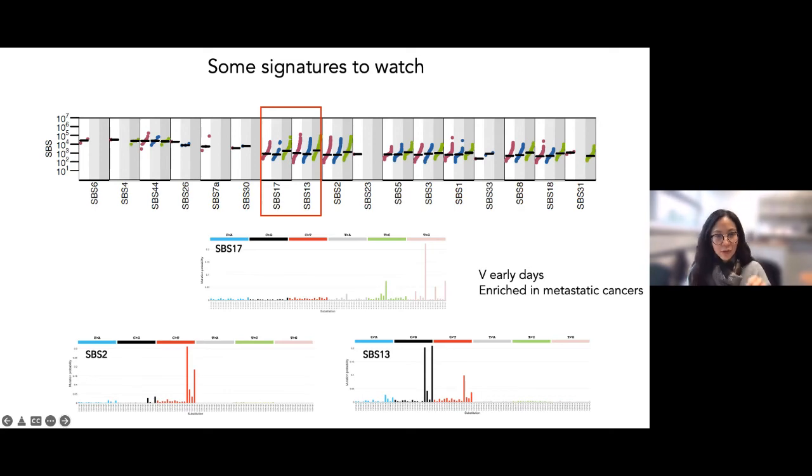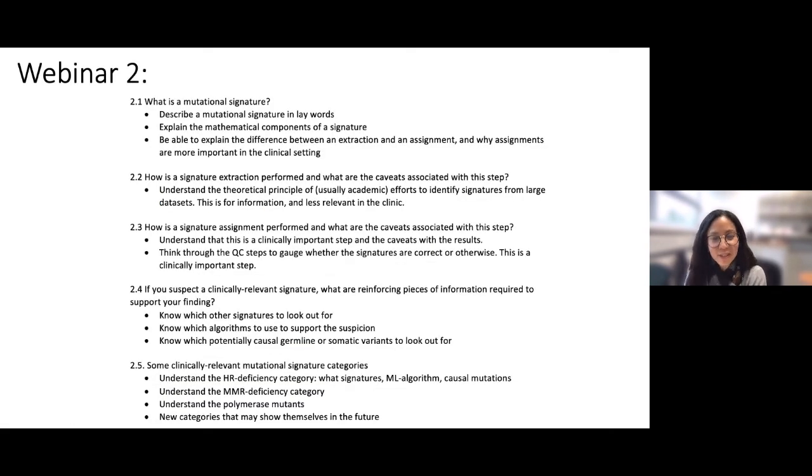Okay, so I've galloped through the signatures in some detail, but I hope that the summary tables in green help you to look at things in a more clinical way. So in this webinar, we covered what a mutational signature is, how to think about what a signature extraction is, how a signature extraction is performed, and what the caveats associated with that are. Clinically for you, you're going to assume that the signatures that have been extracted are fine.